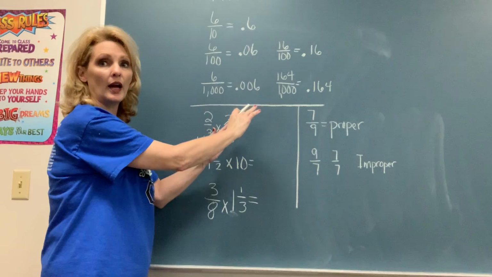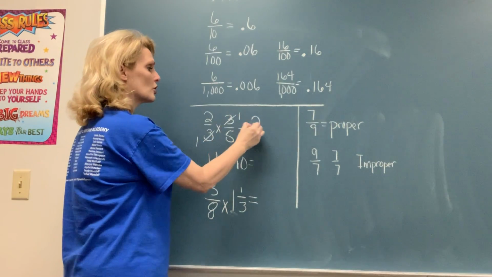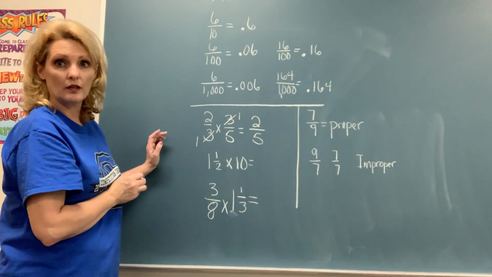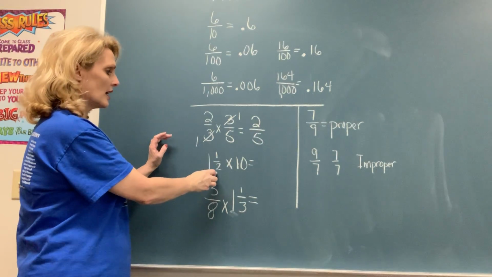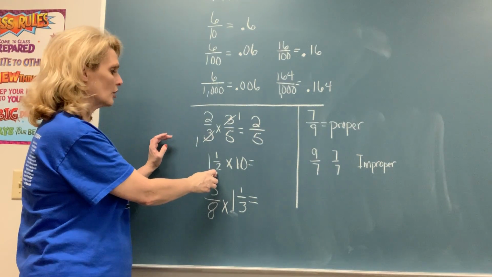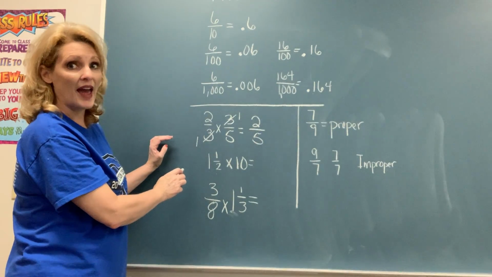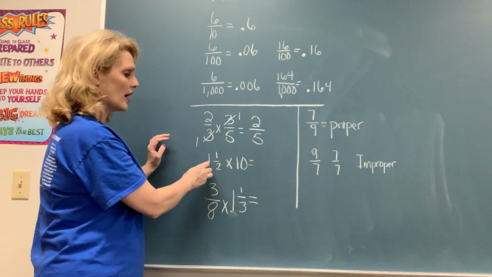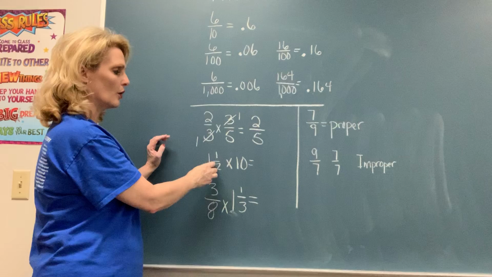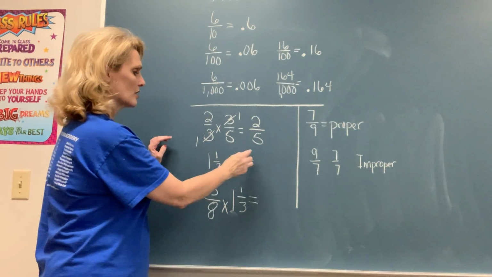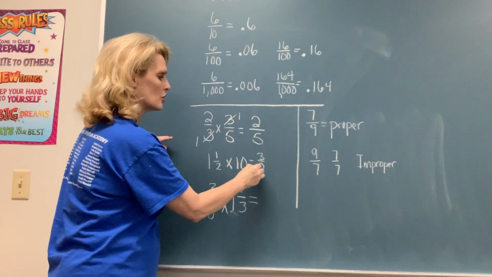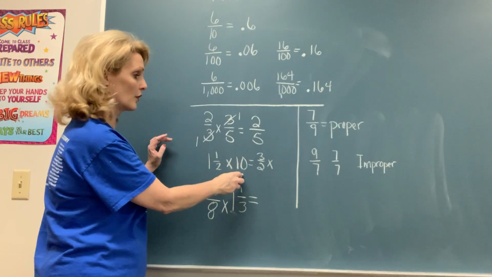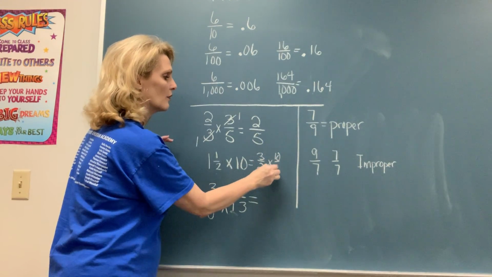So then you just multiply across. So 2 times 1 is 2. 1 times 5 is 5. So your answer is 2/5 on that one. This has a mixed number. So you'll have to multiply the bottom and add the top. Remember our little phrase that we say? So you'll say 1 times 2 is 2, plus 1 is 3. So that'll be 3/2 times, now you have a whole number here, so if it's a whole number, you need to put it over 1. So it'd be 10/1.